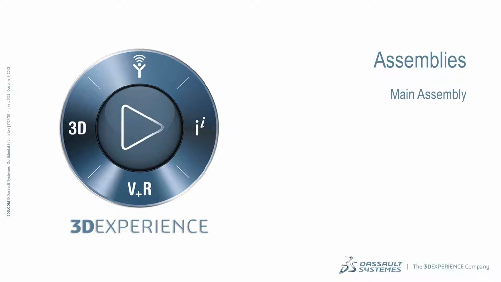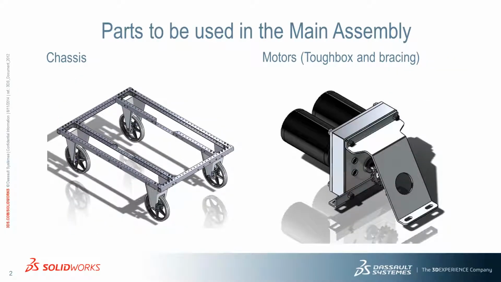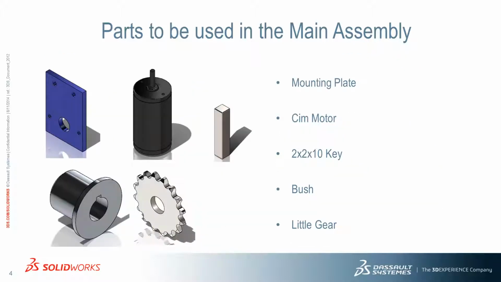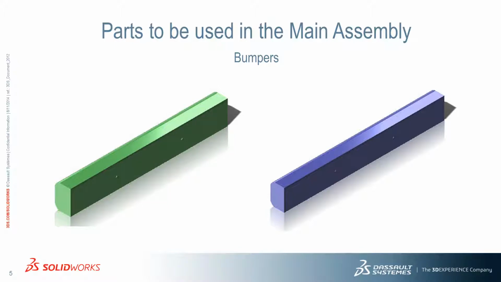In this video, you will create the main assembly of the robot. We will start by adding a motor to the chassis. Then we'll insert the kicker and fix it with hardware. To create the kicker actuator, we'll insert a mounting plate, a sim motor, a key, a bush, and a little gear. And finally, we'll add the bumpers.